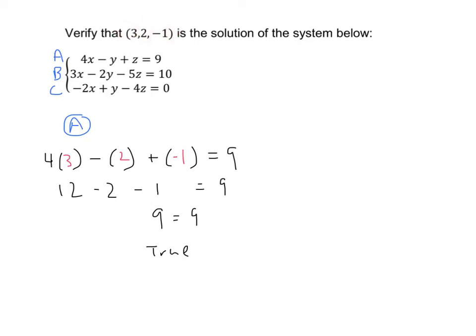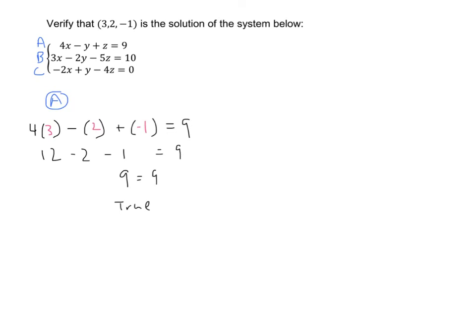Because if this is a solution of the system, it has to satisfy not only equation A, but also equation B and equation C. I want you to pause the video right now. I've done equation A. I want you to go ahead and prove that 3, 2, -1 also satisfies B and C. Go ahead and pause and do that. Alright, welcome back.